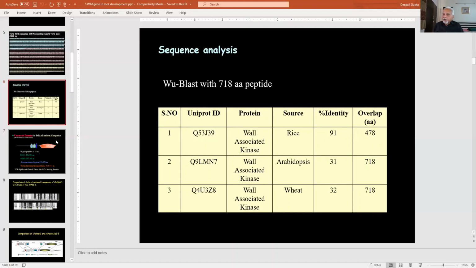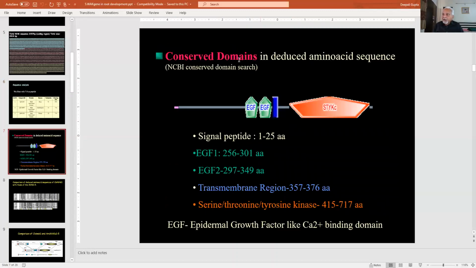So when we look for the functional domains or the conserved domains in this protein, it was very interesting to see that it had the following domains. So it had the signal peptide initially here at the N-terminal end. As you know, the role of signal peptides is to take the synthesized protein to its site of action. Okay, so it has signal peptide, and then it had two EGF domains, that is EGF1 and EGF2. What are these EGFs? Epidermal growth factor, like calcium dependent or calcium binding domains. Okay, and then it had a transmembrane domain. Okay, and then STYKC or serine threonine kinase domain. Okay, so this was revealed by bioinformatic analysis.